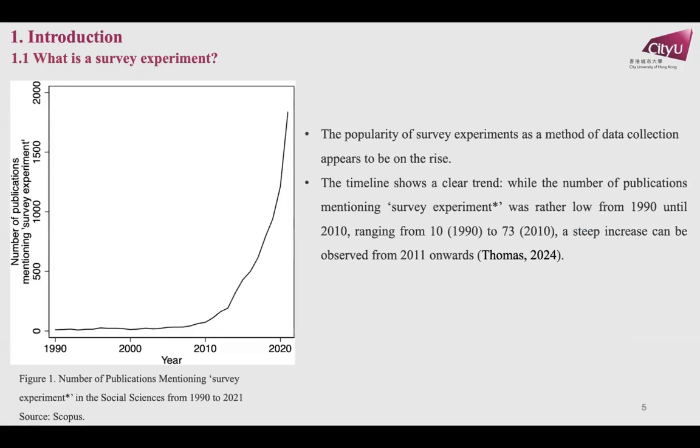So this is a figure drawn by Thomas, showing the number of publications mentioning survey experiment in the social science from 1990 to 2021. So from this figure, we can see there is an increasing trend of the survey experiment being used as a method of data collection in the social science research. Especially in 2020, there are nearly 1,700 publications that use the survey experiment as their research method.